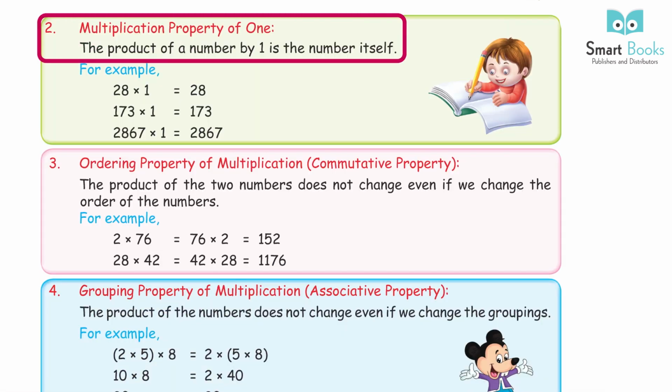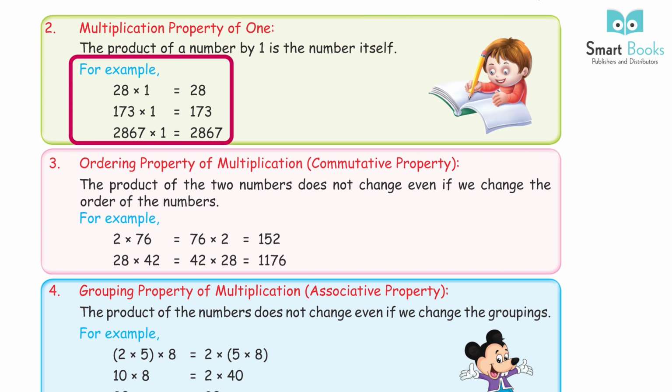2. Multiplication property of 1. The product of a number by 1 is the number itself. For example, 28 into 1 is 28. 173 into 1 is 173. 2867 into 1 is 2867.